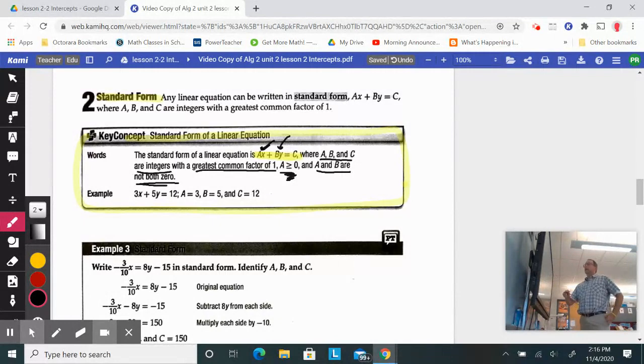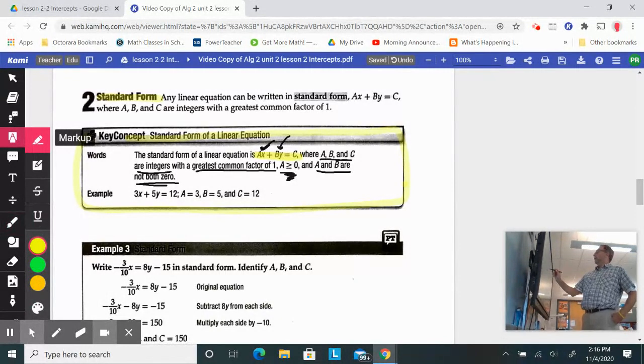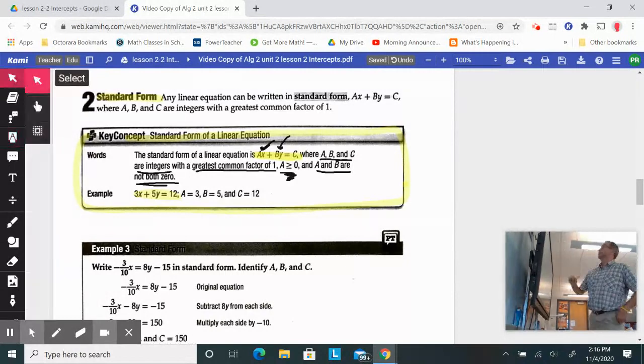Okay? So here's an example of standard form, 3x plus 5y equals 12. Now again, not every equation is going to look like that. So if it's linear, you should be able to use algebra skills and change it to the ax plus by equals c form. That's what we're going to practice next.